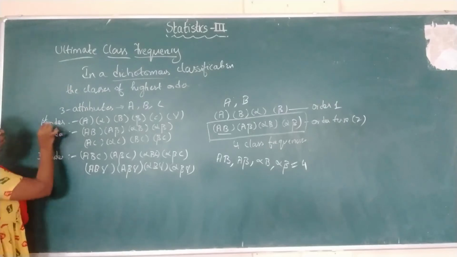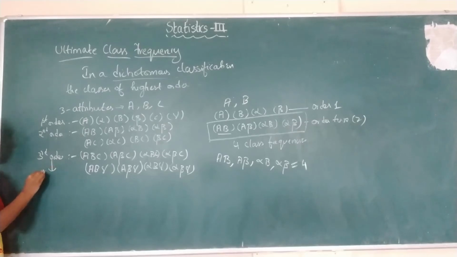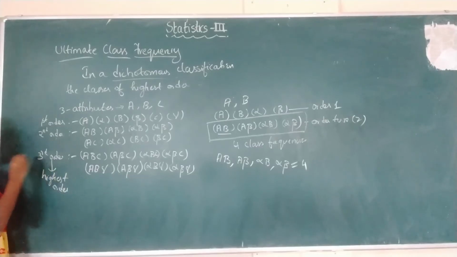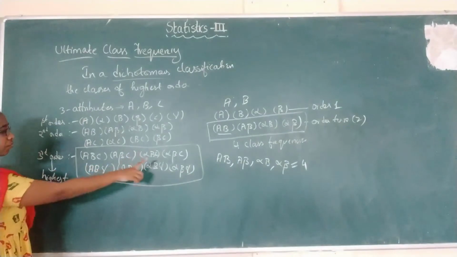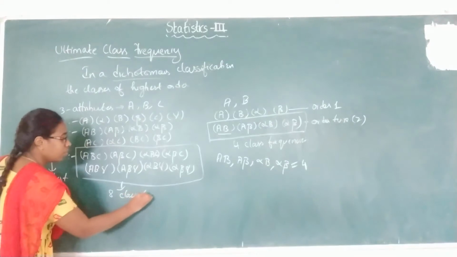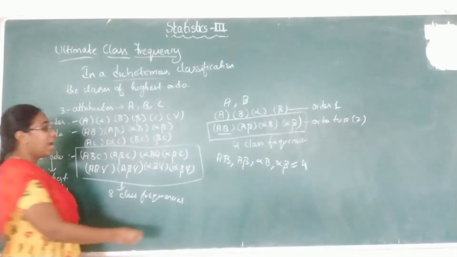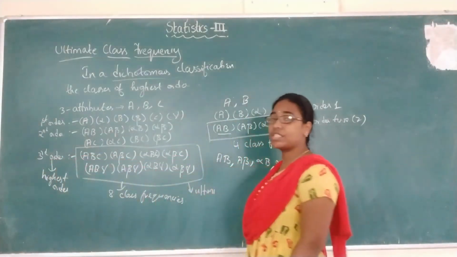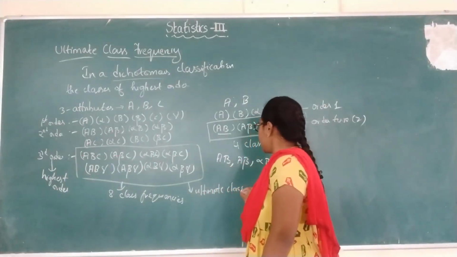If you observe, what is the highest order here? The third order is the highest order for the 3 attributes. In this highest order, how many class frequencies am I getting? Count them. I got a total of 8 class frequencies. These 8 class frequencies are called the ultimate class frequencies. Whatever the highest order class frequencies you have, those are called the ultimate class frequencies.